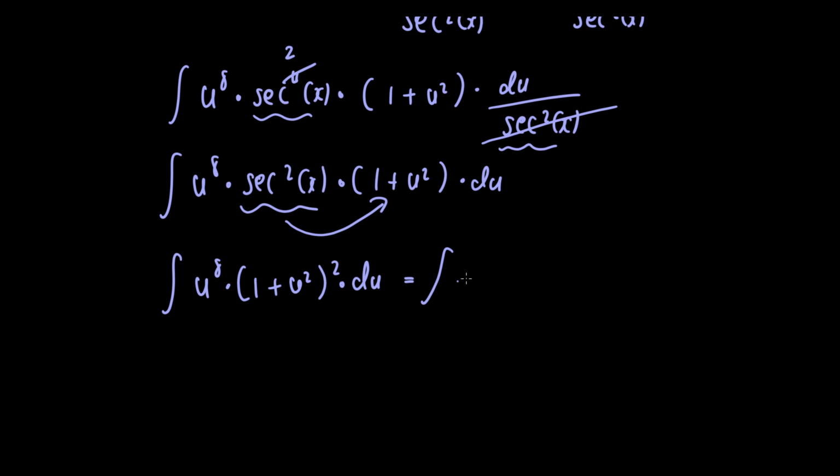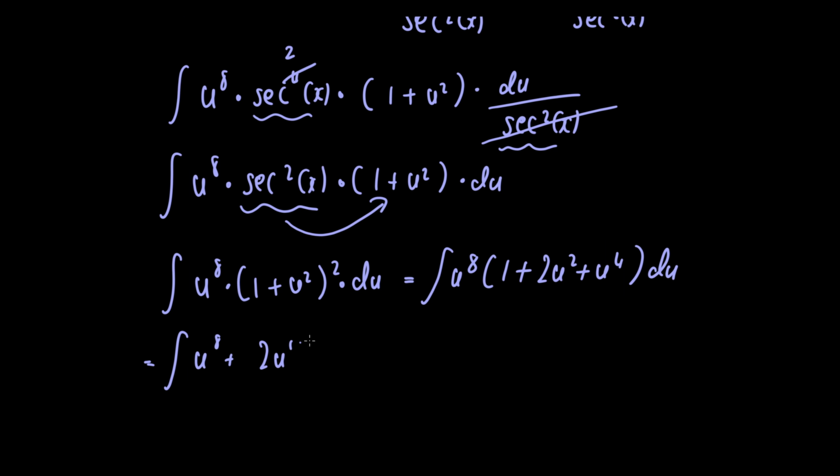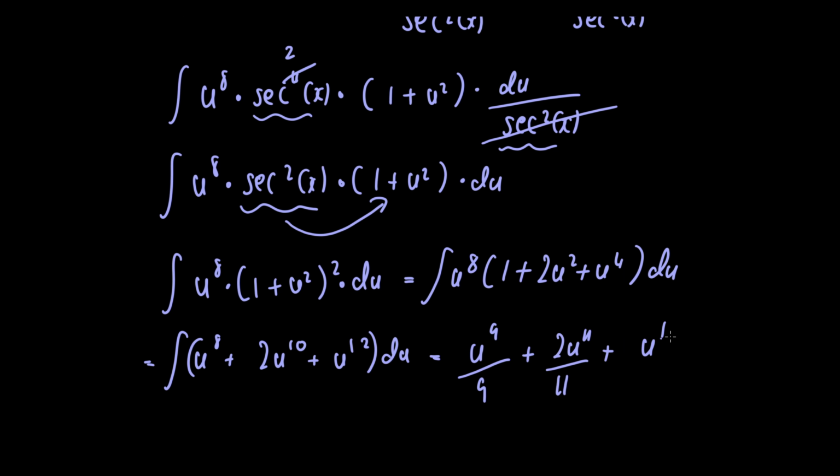We're going to have the integral of u raised to the 8th power multiplied by 1 plus 2 times u squared plus u to the 4th power du. This is equal to the integral of u raised to the 8th power plus 2 times u raised to the 10th power plus u raised to the 12th power du. Integrating gives us u raised to the 9th power divided by 9 plus 2 times u raised to the 11th power divided by 11 plus u raised to the 13th power divided by 13 plus c.